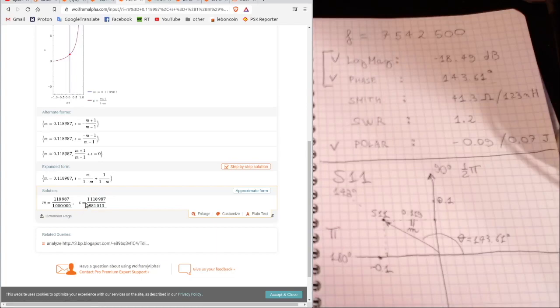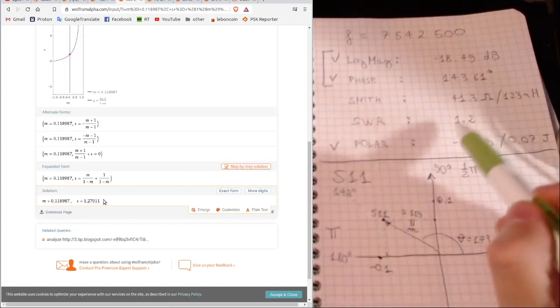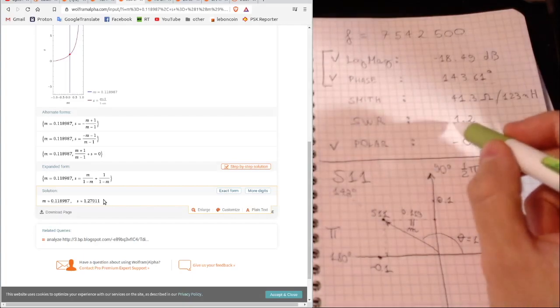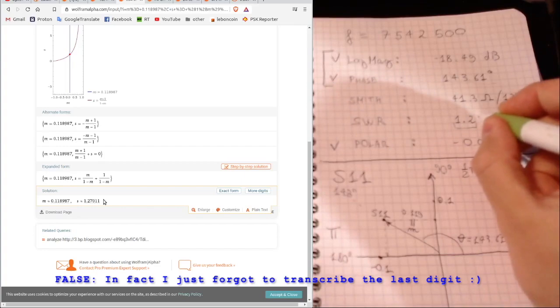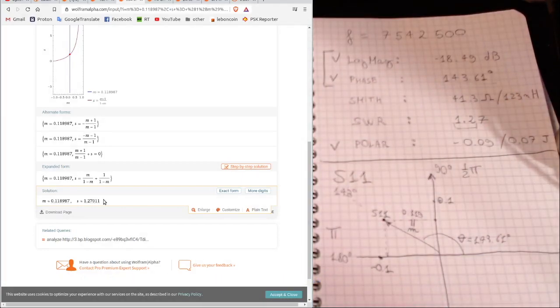It's not giving me an approximate number, but I can ask for an approximate form, and it's telling me that it's 1.27001. So the NanoVNA is only showing the first digits, but in reality it's 1.27. We just calculated that from the other data. Right, and then we have to move to the Smith chart.